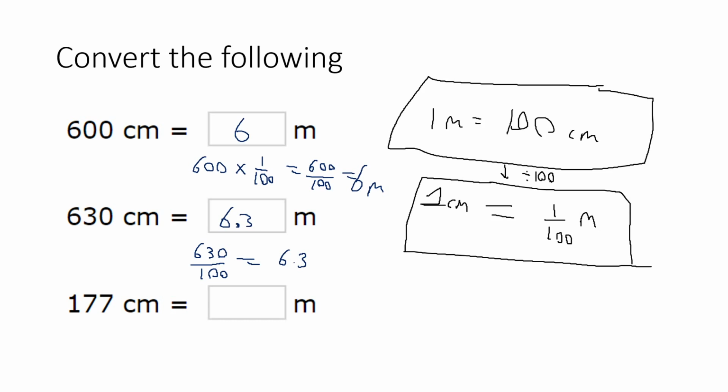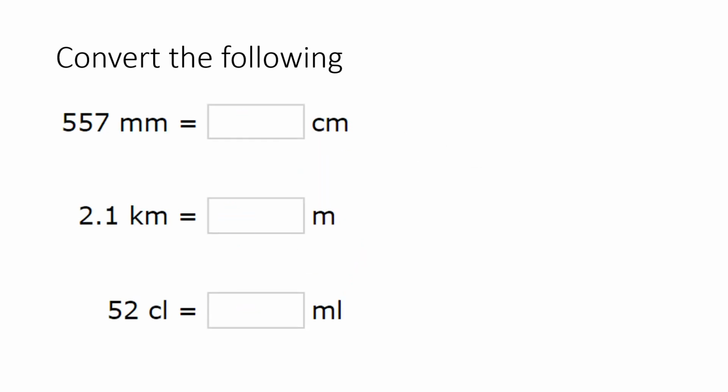And it's the same with 1.77. 177 divided by 100. That's just going to be 1.77. All it is, we're using these ratios here. Yeah? So now let's look at these conversions here. 557 millimeters into centimeters, right? 2.1 kilometers into meters, and 52 centiliters into meters.